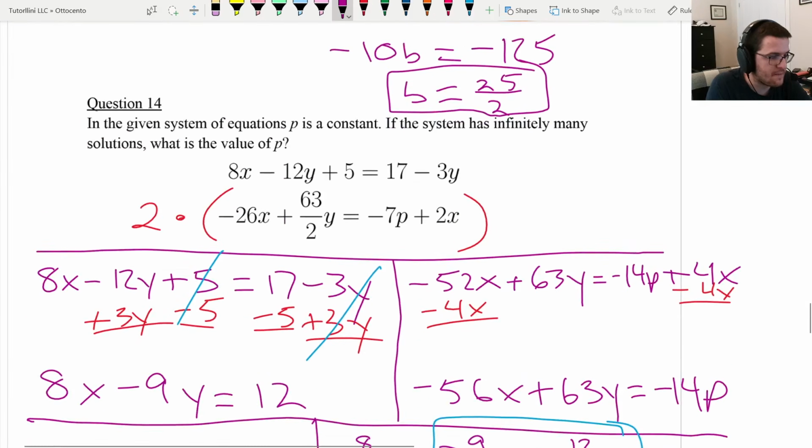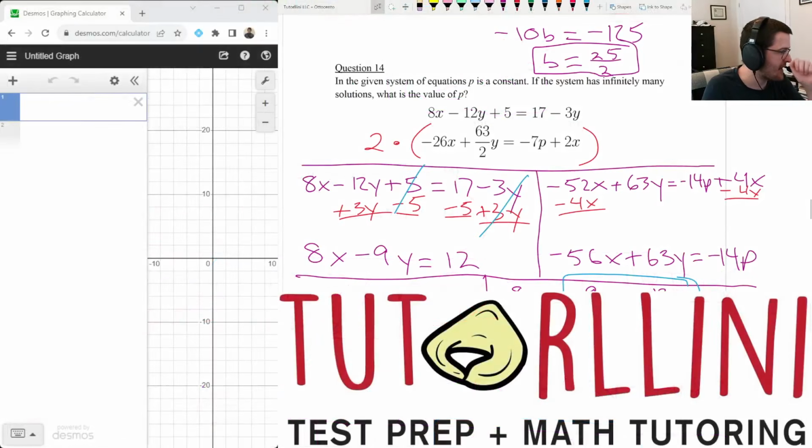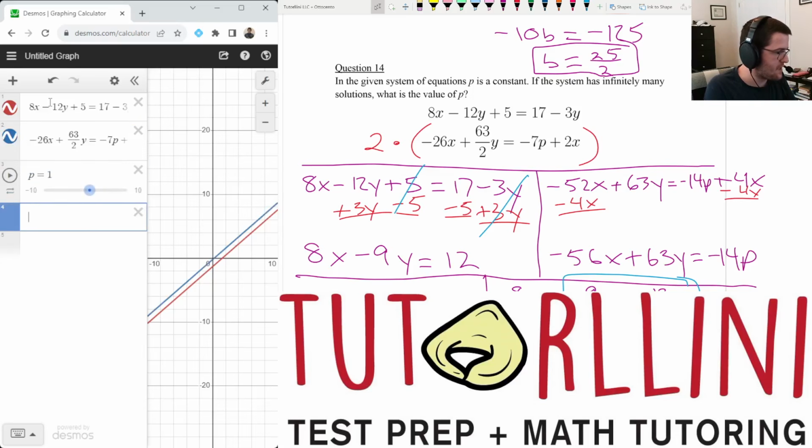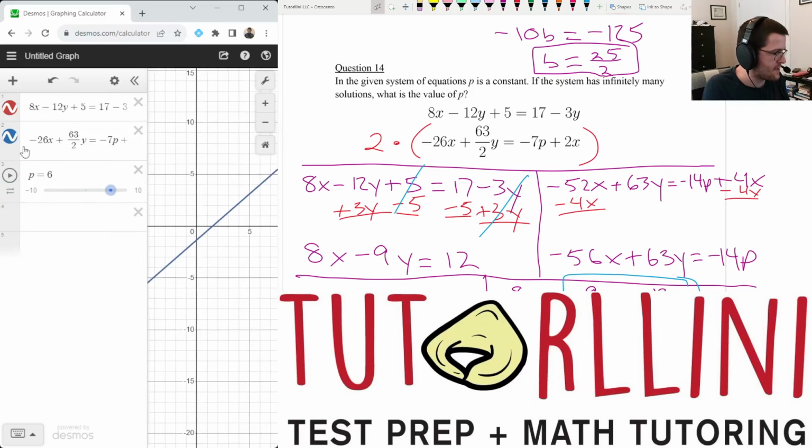Great. Wow, let's see if that's right. Let's go back and type this in over here. So 8x minus 12y plus 5 equals 17. Always use the original equation from the question. No reason not to. Negative 26x plus 63 over 2 y equals negative 7p plus 2x. And we said p was 6. And it has infinitely many solutions. Let's see if that's right. Yep, the blue perfectly replaces the red. So it seems like we did a good job.